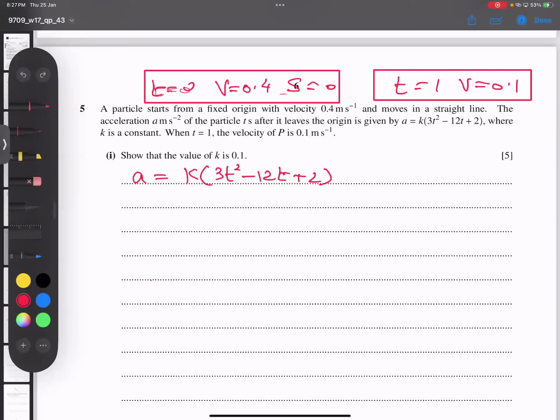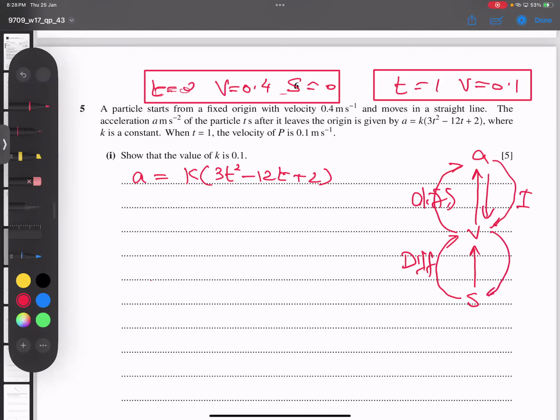All of you know there are three levels: displacement level, velocity level, acceleration level. If I differentiate, I go up. Differentiate again, I go up. But if I come down, I integrate. I am on the level of acceleration and I'm looking for velocity, so I will integrate. So let's start.